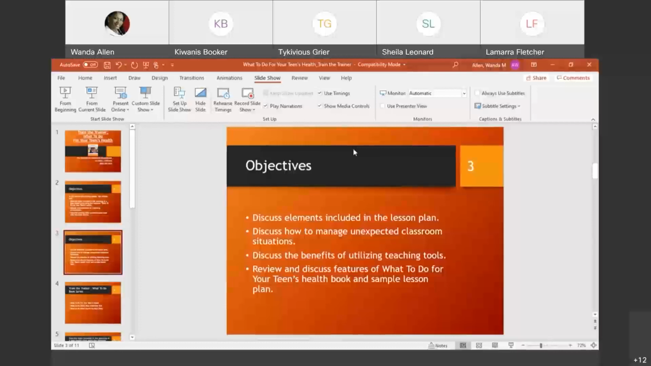Everyone should have received a packet. If you did not, you can reach out to Ms. Johnson and she will supply you with a packet. Within that packet, you have a CD-ROM disc, as well as the training manual itself and the actual booklet, What to Do for Your Teen's Health. So everyone should have those resources.